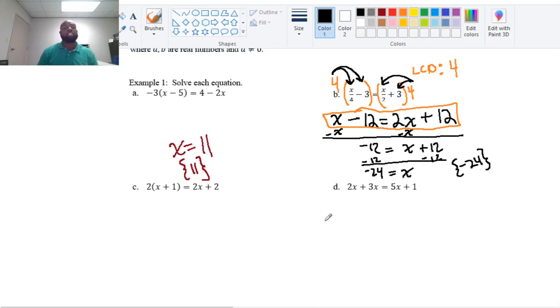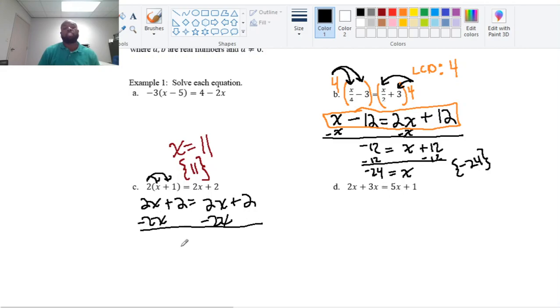This next equation, let's look at it. I'm going to first start by using my distributive property. So I'm going to distribute my 2 to the x, I get 2x, and 2 to the 1, I get 2. And I get 2x plus 2. I'm going to pick my x's to be on my left-hand side, which means I've got to get rid of the 2x on my right-hand side. So I'm going to subtract 2x from both sides. When I subtract 2x, they cancel to 0 there, they cancel to 0 there, and I get 2 equals 2.